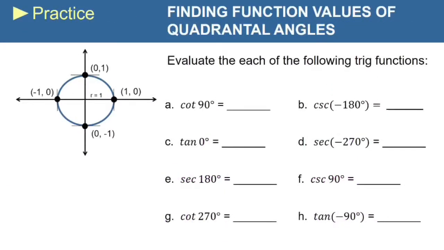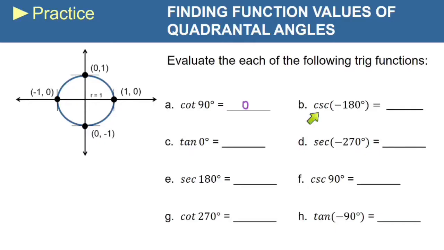So now let's practice again by evaluating these functions. Okay, so we have cotangent of 90 degrees. Well, as you know, the first thing we do is we locate where the terminal side would be. So the terminal side of 90 degrees would be going straight up, so out the top of the circle, and cotangent is x over y, so that would be 0 over 1, which is 0.